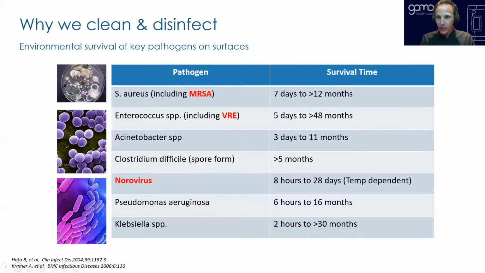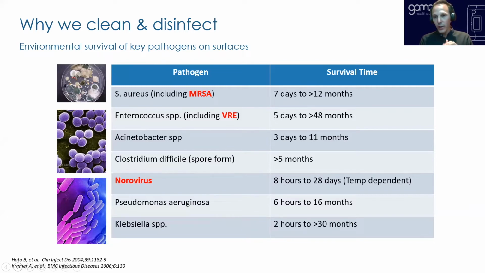So this is COVID, but what you need to understand is that a lot of bacteria and viruses can survive for an extended period of time. In red, as you can see, you have MRSA, VRE, norovirus. It's a blend of bacteria but also viruses that can survive from 7 days to several months on a dry surface.